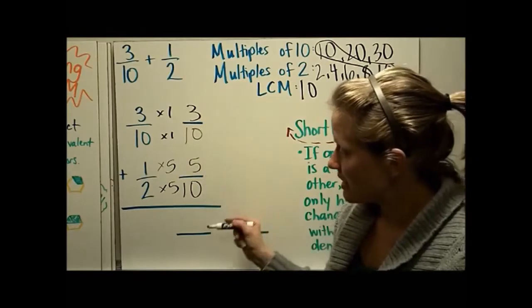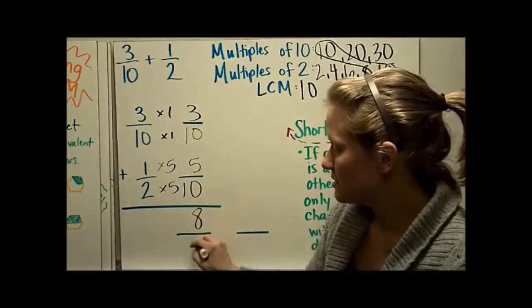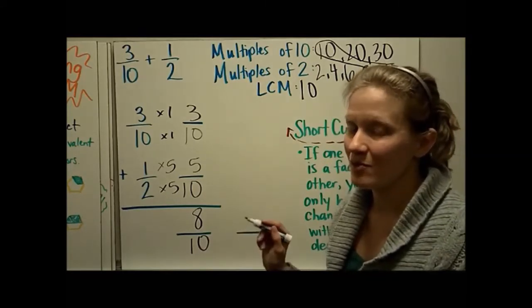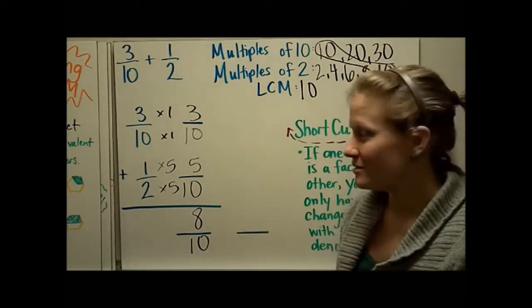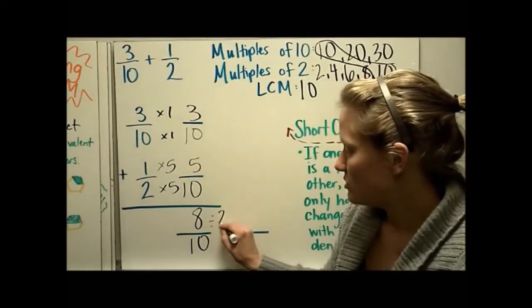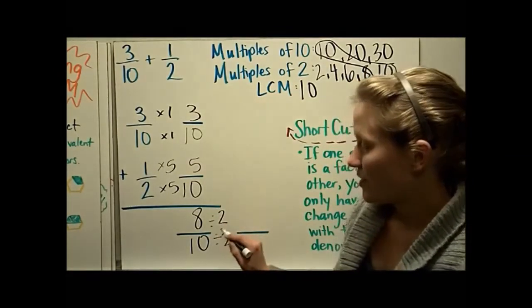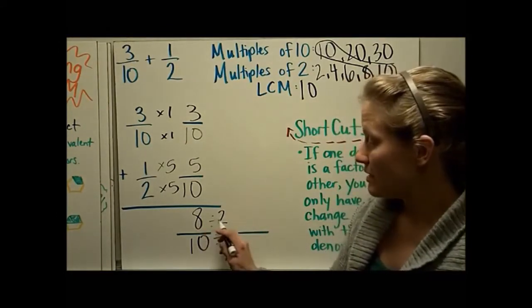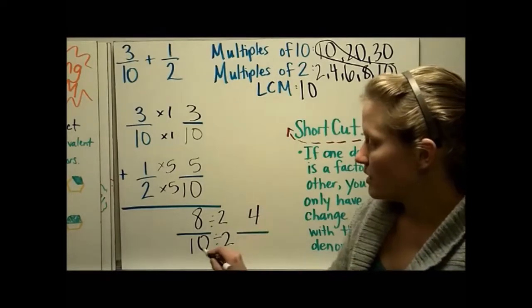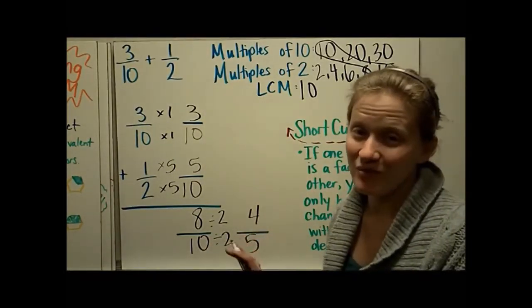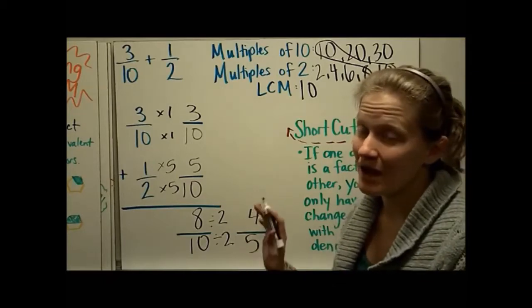3/10 plus 5/10 is 8/10. And I need to remember, oh, I see two numbers that are both even. That was a reminder to me that I need to simplify. So I'm going to try dividing both by 2 because they're both even numbers and 2 is a common factor. 8 divided by 2 is 4. 10 divided by 2 is 5, and that fraction is simplified because 4 and 5 don't have any common factors other than 1.